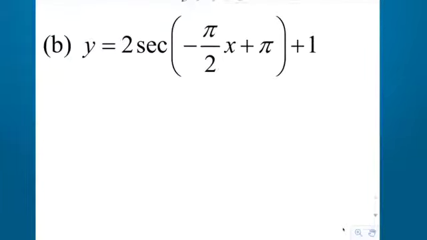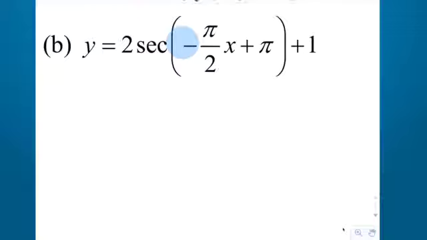Y equals 2 secant of negative pi halves x plus pi, plus 1. So it's a secant function. Now, here's where you can make a careless mistake. Secant is what? Even, odd, or neither? It's an even. So we do have a negative b value here. The b value is negative pi halves. And we know for an even function, a negative b can simply become a positive b. You don't have to bring the negative up front.